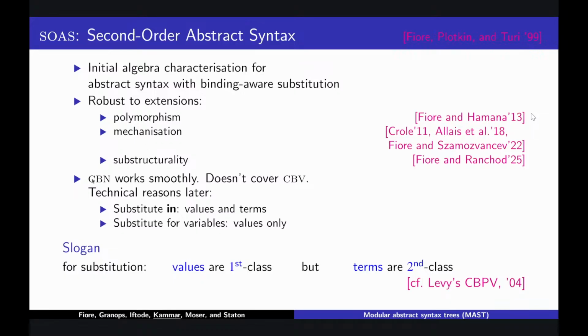Okay, and it works really smoothly for call by name. It just doesn't cover call by value. I'm going to touch on it in a few slides, but the intuition is, in call by value calculi, we substitute both in values and terms. We have these values and we have those terms, and we substitute in both of them. But what we substitute for variables is only values. Those values inside can contain computations, but the top level thing that we substitute is only a value.